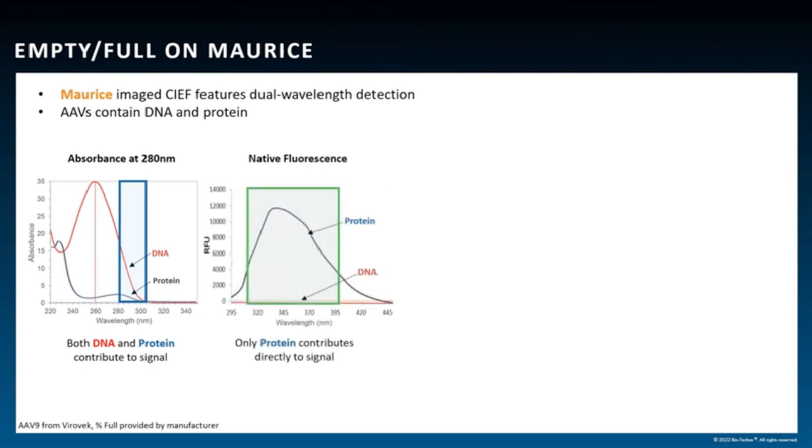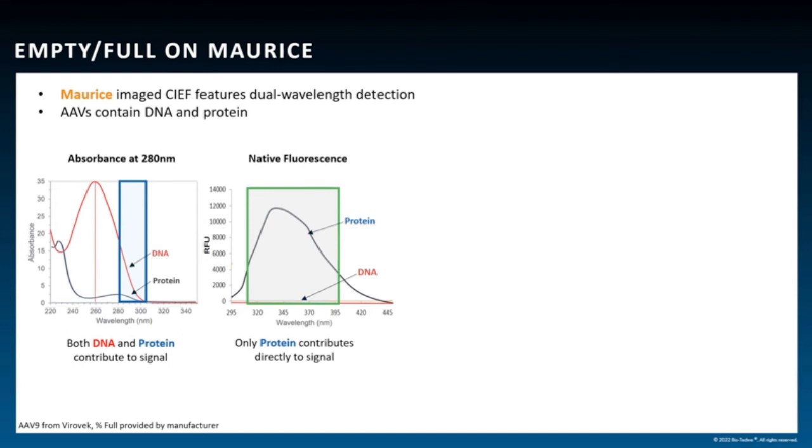Maurice also has a native fluorescence filter, which is centered closer to 350 nanometers, where the signal is exclusively from protein. So if we compare the absorbance and native fluorescence signals together, we should be able to deconvolute the DNA and protein signals coming from an AAV in our intact method.